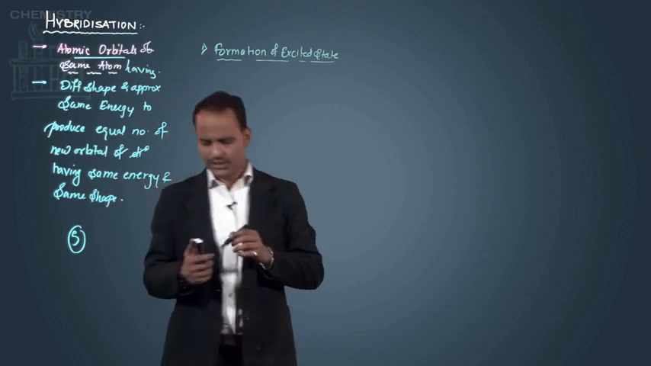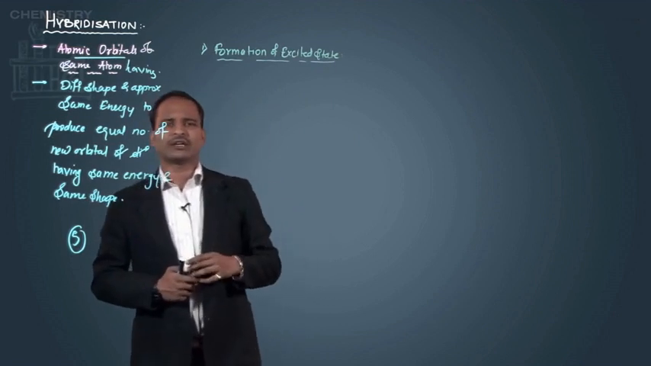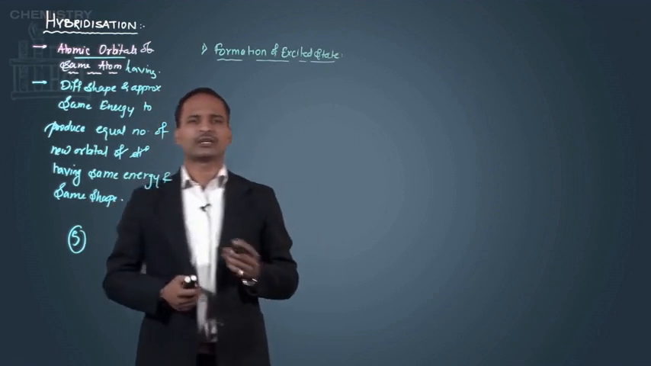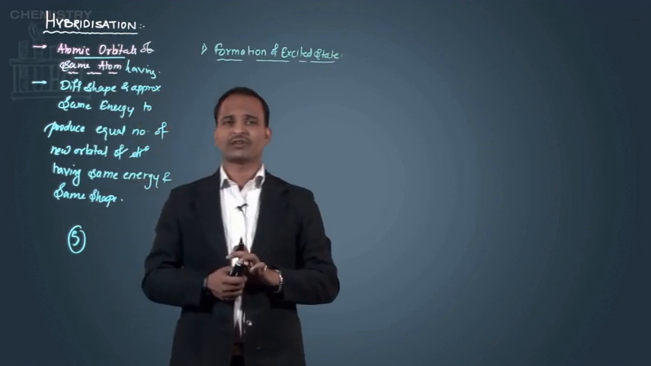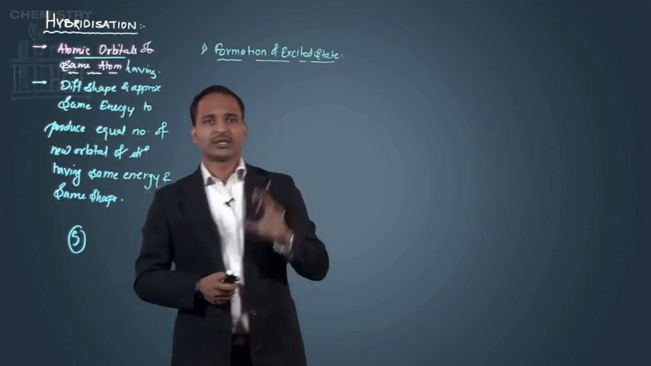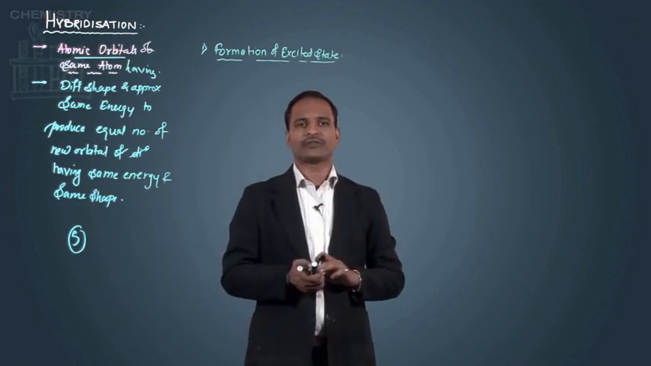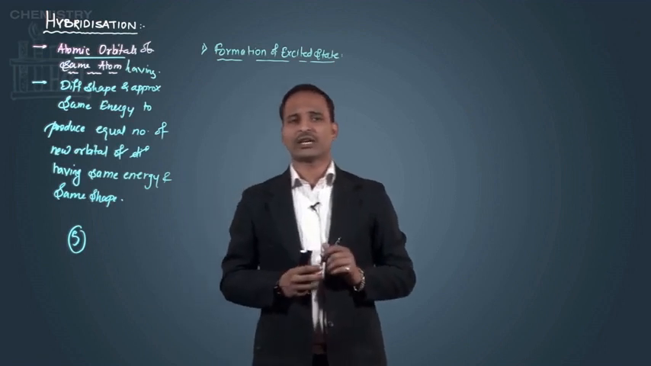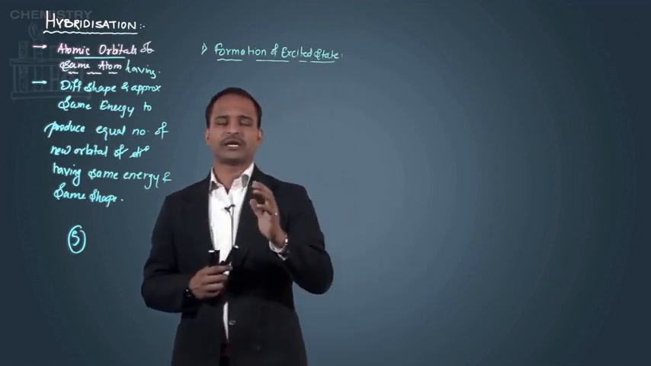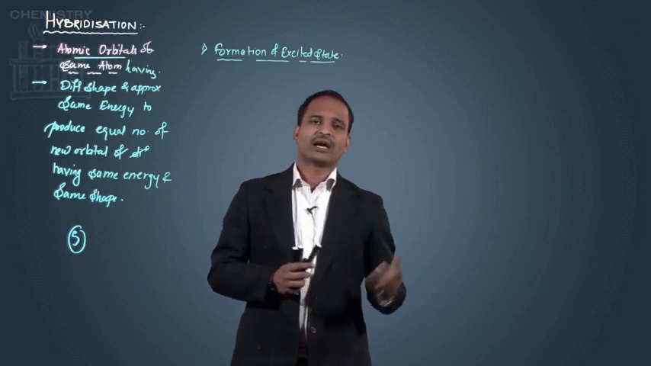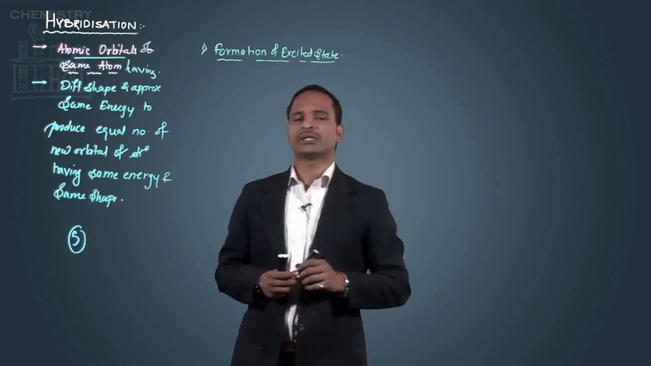Formation of excited state. This state is written only if the number of half-filled orbitals and the valency of an atom do not match. This step is written only when the number of half-filled orbitals and the valency of the atom do not match. It means the number of half-filled orbitals and the number of bonds formed by an atom is different.